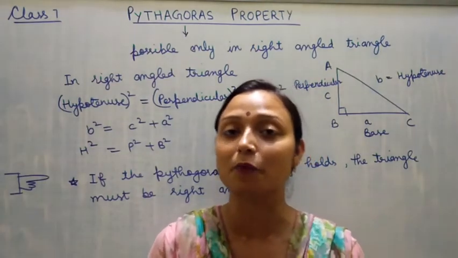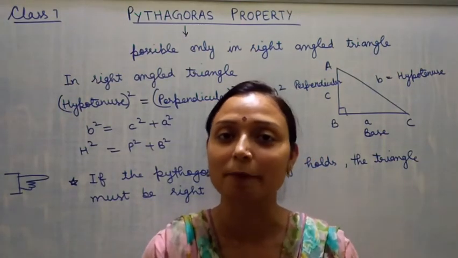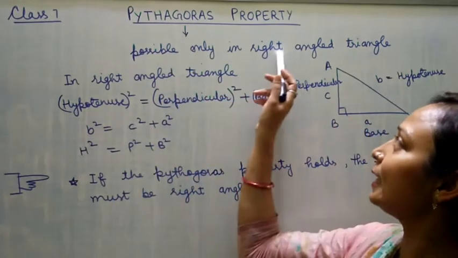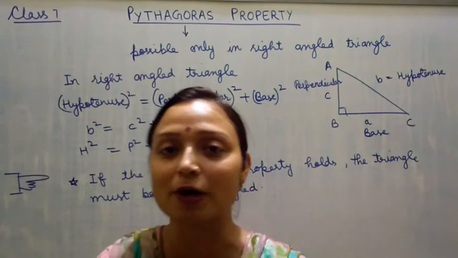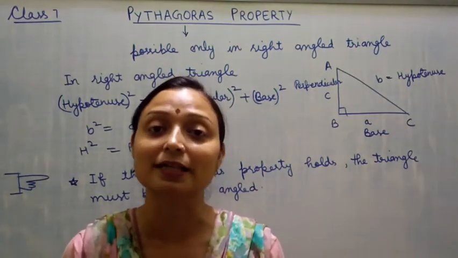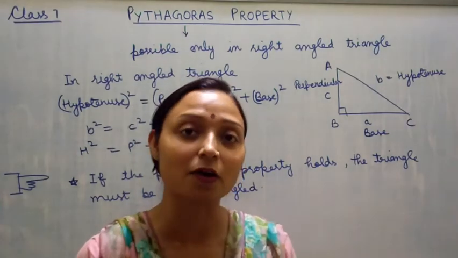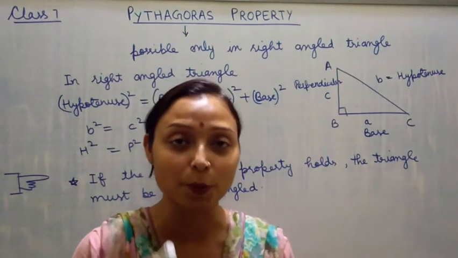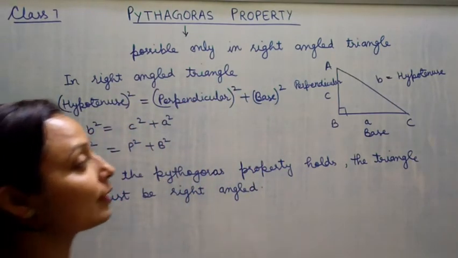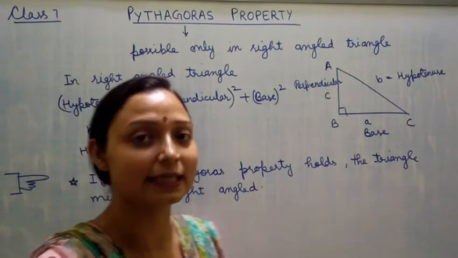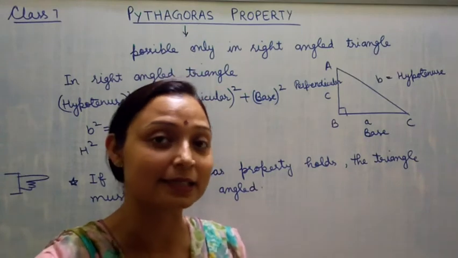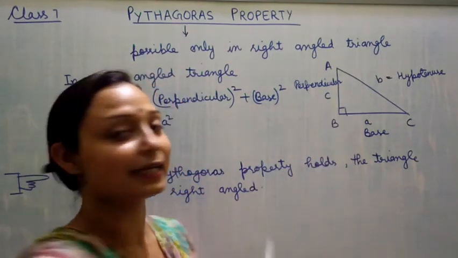Okay, so let's start. What is this Pythagoras property? The Pythagoras property is possible only in a right angle triangle. It is actually used to check whether the triangle is a right angle or not. That means this property holds only in a right angle triangle. What is a right angle triangle? The triangle in which one angle is equal to 90 degrees is known as a right angle triangle. So this is a right angle triangle.